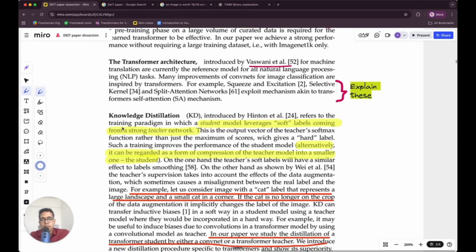Knowledge distillation. Now, this is an important part. You should pay attention to this. Knowledge distillation, KD, introduced by Hinton et al. So this is Geoffrey Hinton, who won the Nobel Prize in Physics for his work in neural networks in 2024, refers to the training paradigm in which a student model leverages soft labels coming from a stronger teacher network.